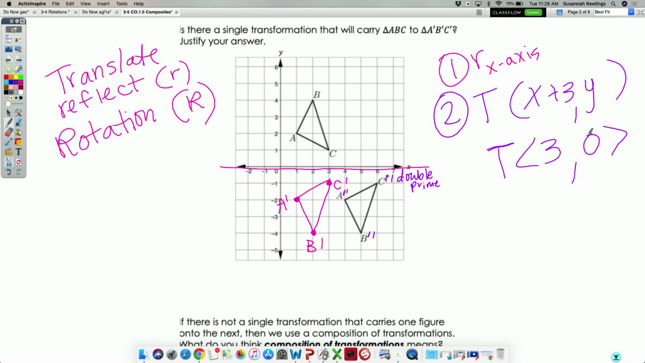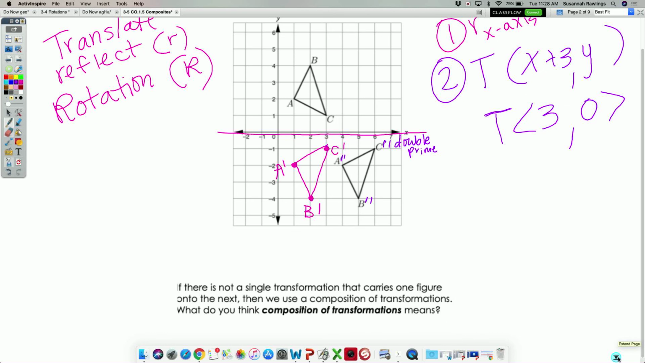So if there is not a single transformation that carries one figure onto the next, then we use a composition of transformations. What do you think composition of transformations means? More than one. That's all it means. Good. So more than one transformation. So this should be mostly review today. We're just now combining. And you guys are a little bit ahead of my other class because we practiced this a little bit on a Friday.